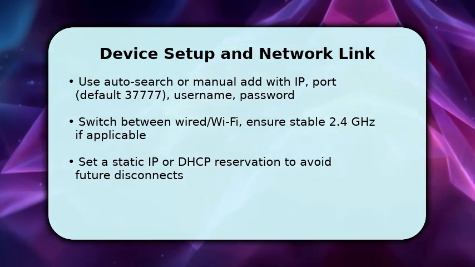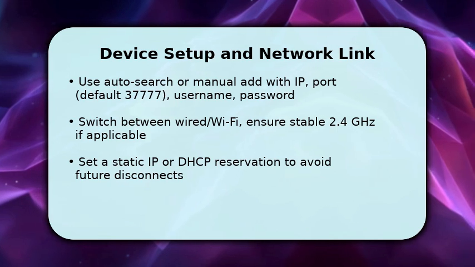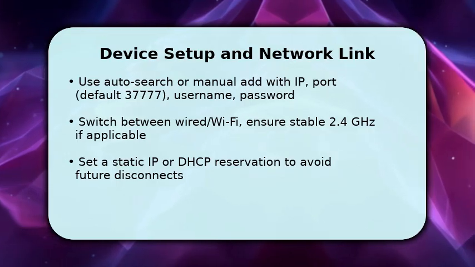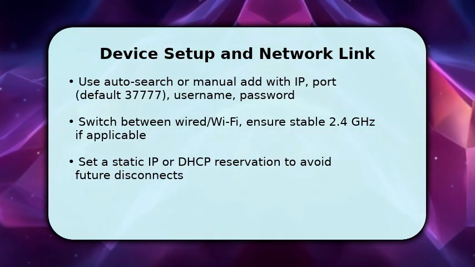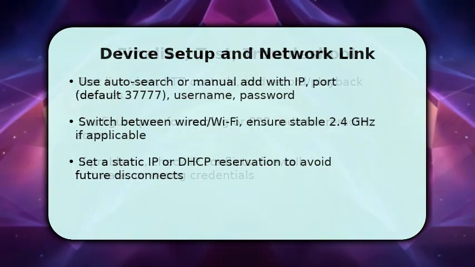Once added, assign a static IP or create a DHCP reservation on your router so the camera keeps the same address. This prevents recurring reconfiguration in DMSS and simplifies remote access later. You finish by validating functionality.